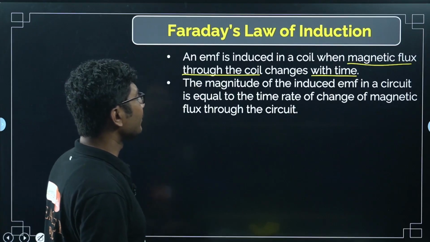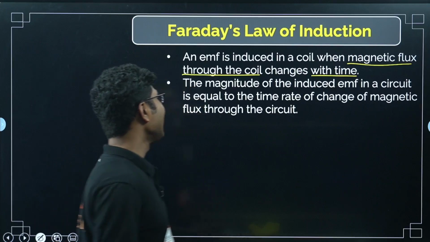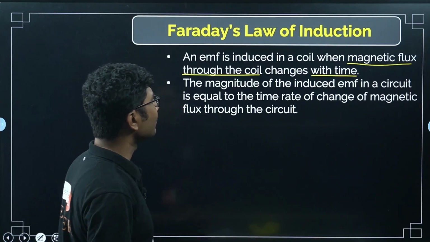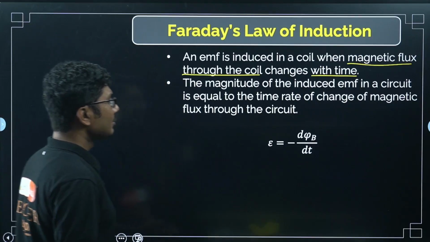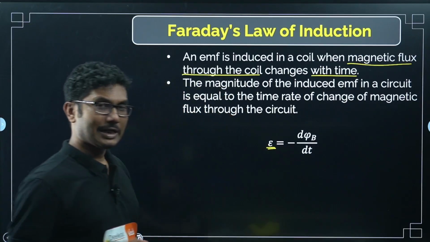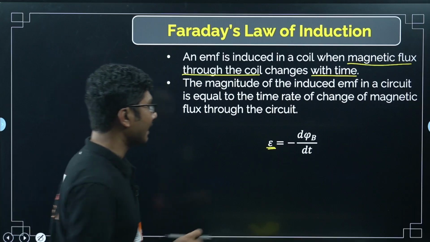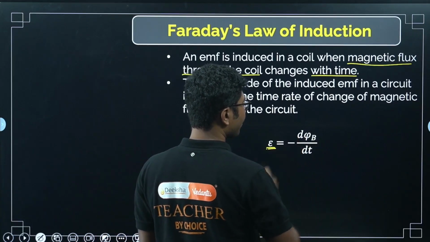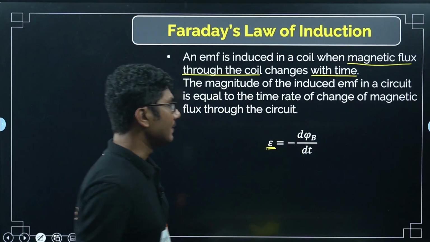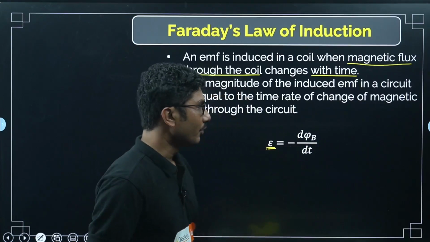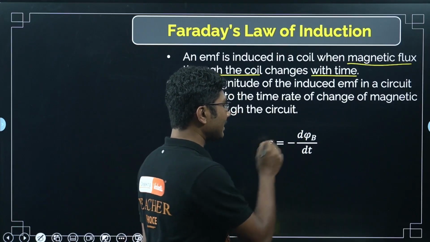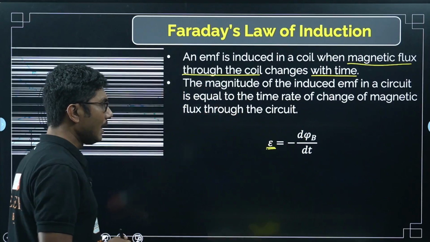The magnitude of the induced EMF in a circuit is equal to the time rate of change of magnetic flux through the circuit. EMF means electromotive force. The magnitude of the EMF is directly proportional to d phi by dt, or d phi B by dt, where phi B means magnetic flux. There is a negative sign. We will explain the negative sign in a while.